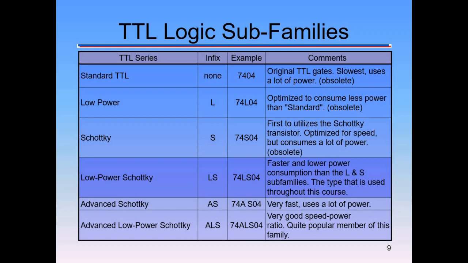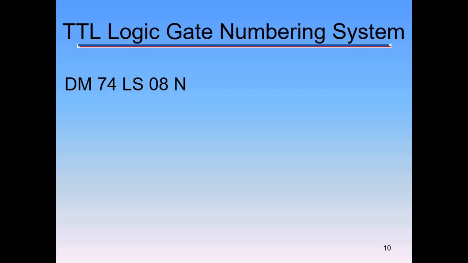Those are just kind of how they've adjusted the silicon inside of there, for the most part. Okay, and then you guys have to remember what an 04 is, an inverter, and what a 32 is, what an 08 is, and those sorts of things. So where does that come from? We have DM74LS08N. For the most part, when you've been using Multisim and choosing one, you've been choosing a 74LS08N. What does all this mean?